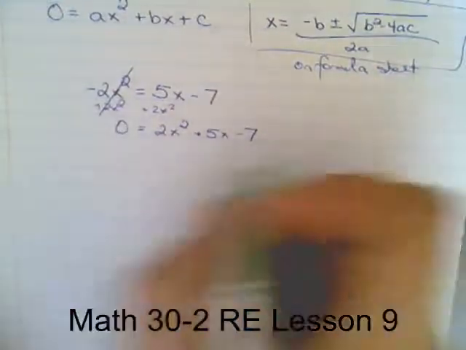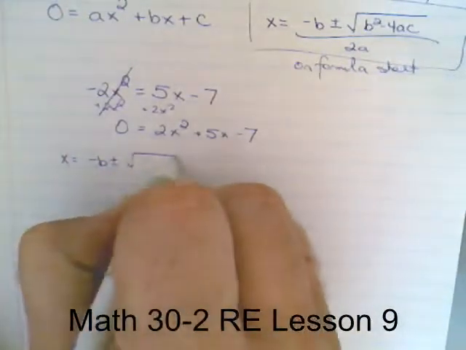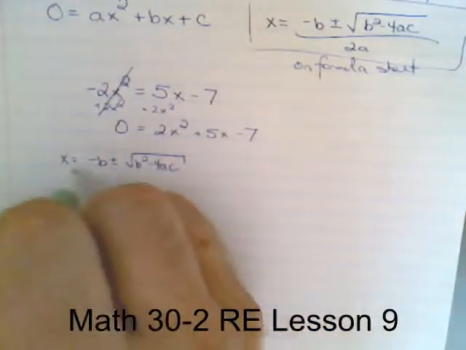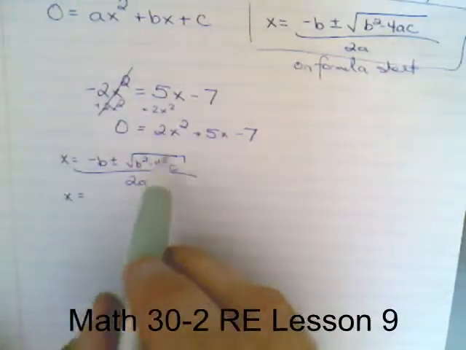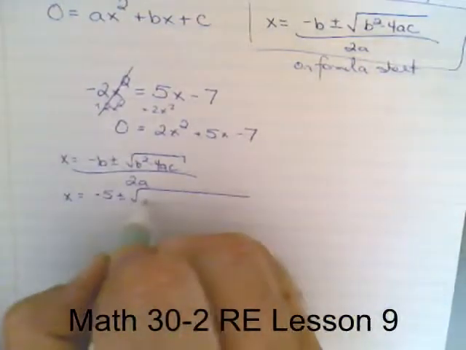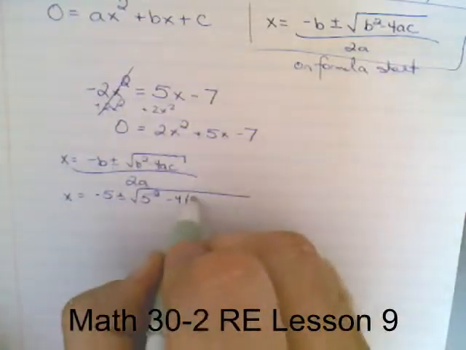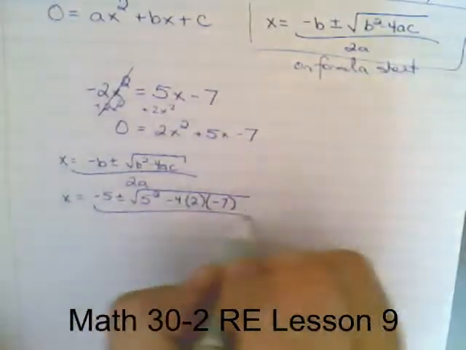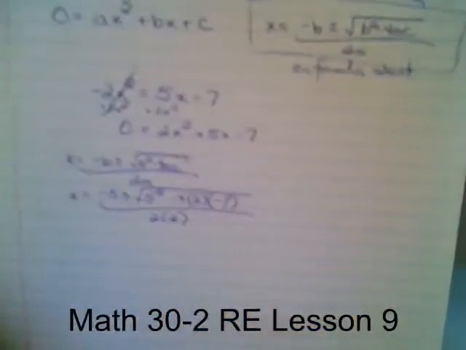Now from there, I use the quadratic formula. So I know the solution is negative b plus or minus the square root of b squared minus 4ac, all divided by 2a. So I plug in the values. b is 5, so it's negative 5, plus or minus the square root of b, which is 5, squared, minus 4 times a, which is 2, times c, which is negative 7, all divided by 2 times a, which is 2.